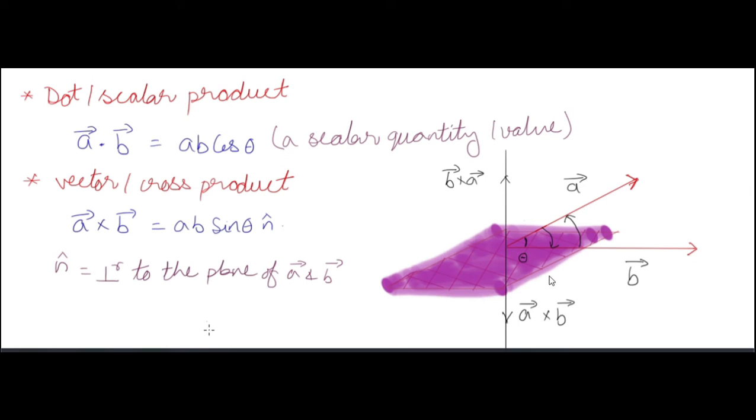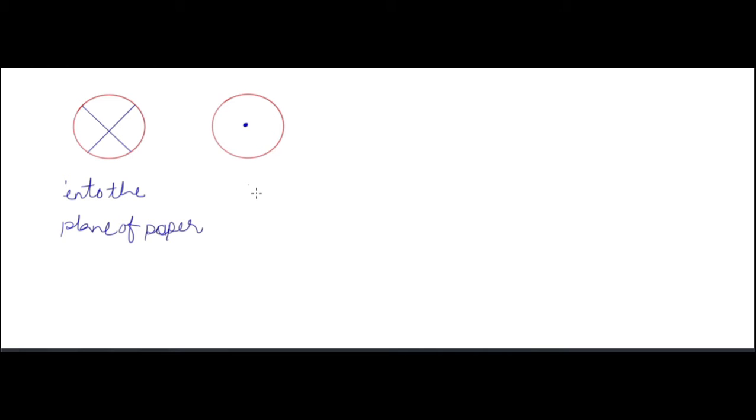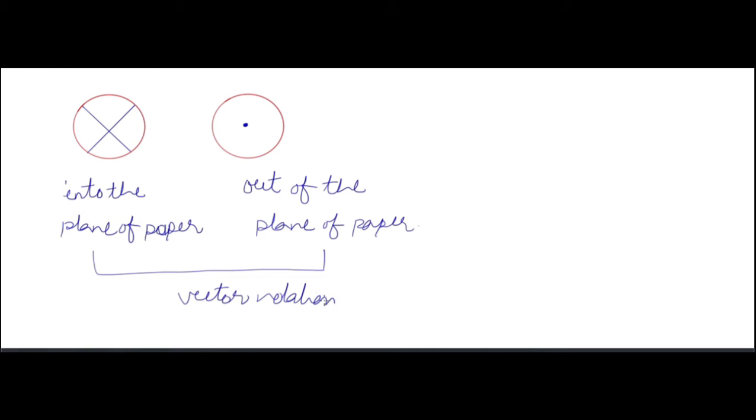So this way you can find the cross product. Now the direction of the resultant vector: this one is coming out of the plane and this one is going into the plane. So this is the representation that we use for a vector going into the plane, and this is the representation we use for a vector coming out of the plane. So this is the vector notation and the right hand thumb rule for the cross product.